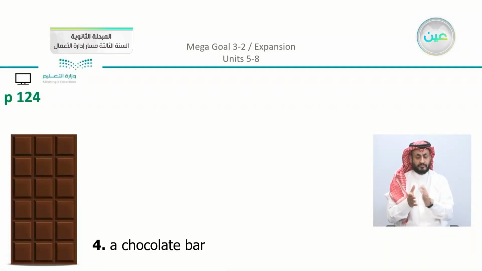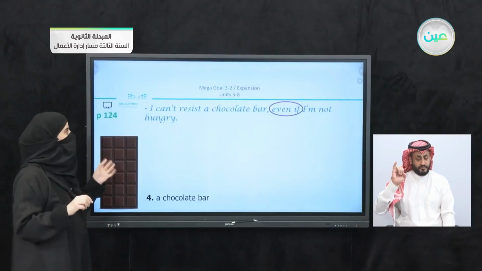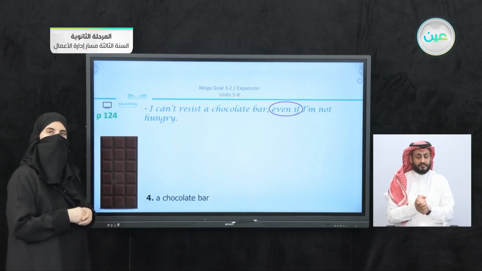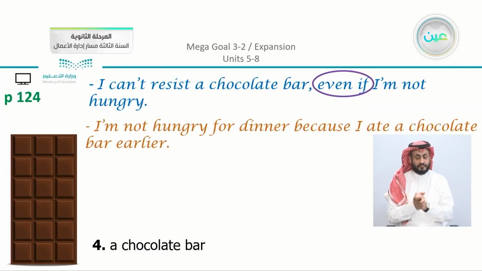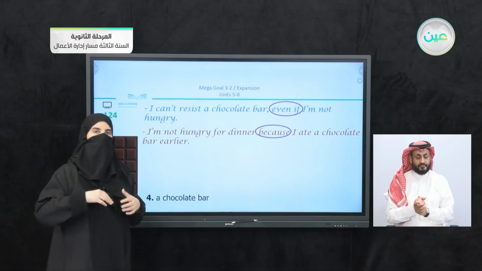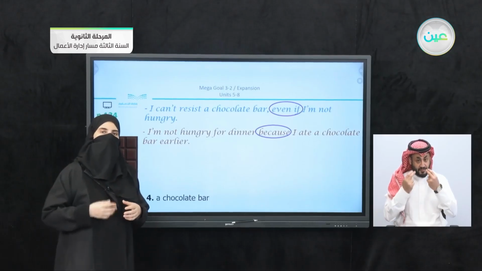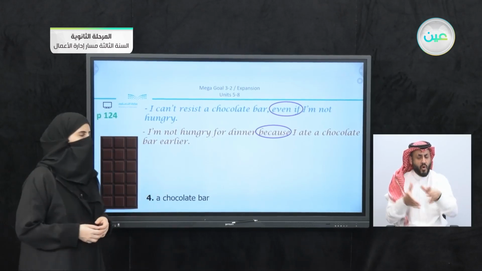The last example here, we have a chocolate bar. Now we can write 2 sentences, for example, I can't resist a chocolate bar even if I'm not hungry. And number 2, I'm not hungry for dinner because I ate a chocolate bar earlier. Just to note that when you choose a different conjunction, the whole meaning of the sentence may change.